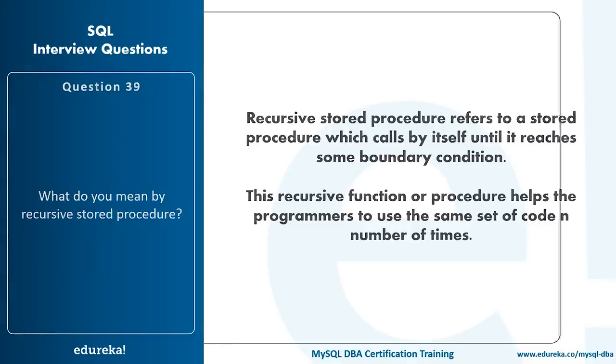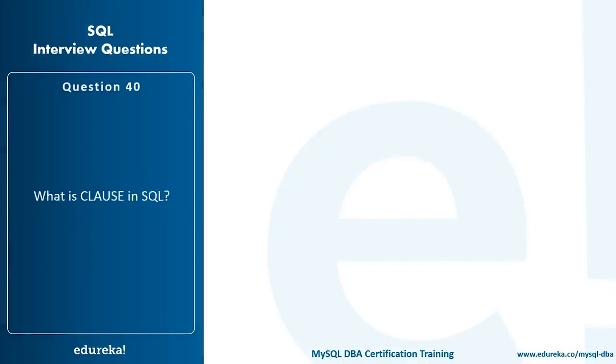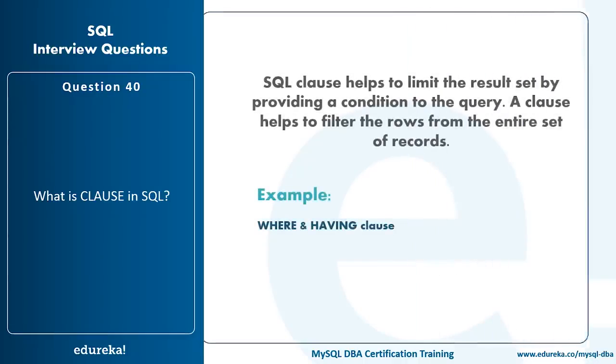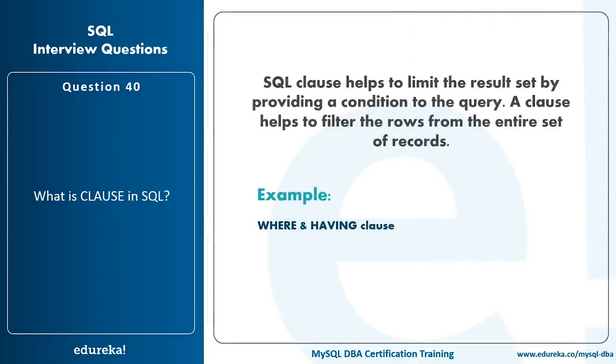Now let's move forward to our next question, that is, what is a clause in SQL? Now, SQL clauses basically help you to limit the result set by providing a condition to the query. A clause helps to filter the rows from the entire set of records. So for your better understanding, examples are the where and having clauses. When you write a query having these two particular clauses, you basically mention a condition in them, right? Like where student number is equal to 2 or having roll number greater than 5 and so on, right? So that's how you can use a clause in SQL.